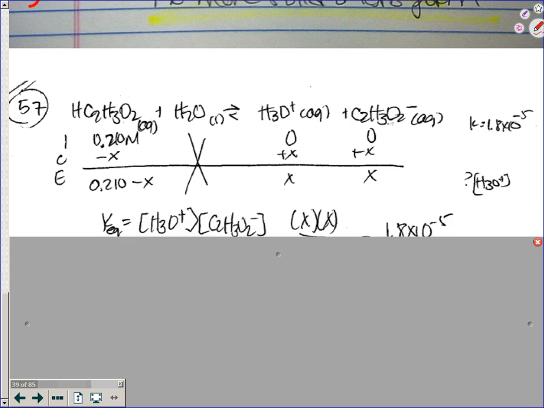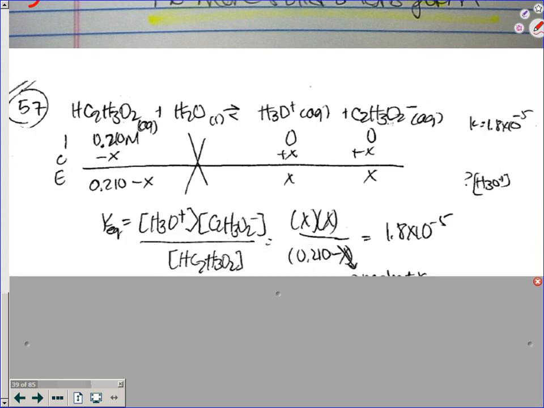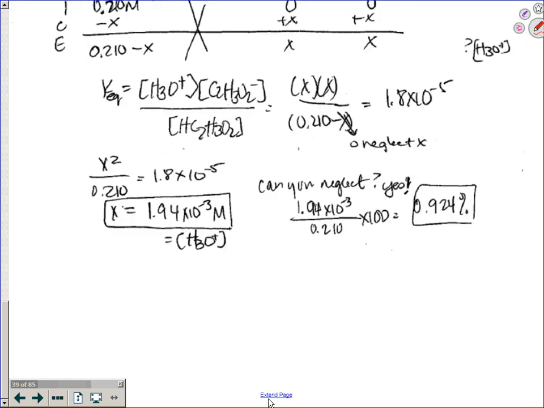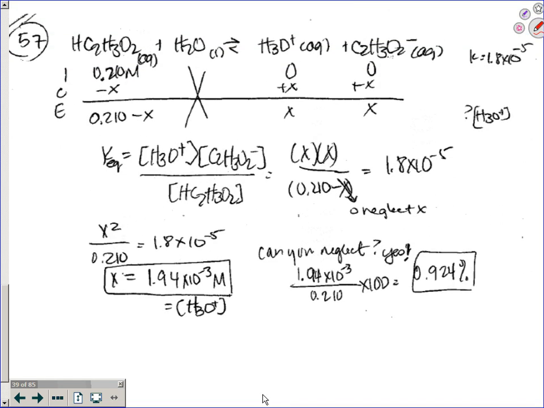So when you plug in your K expression, products over reactants, you plug in X and X, and then the 0.2 minus X, noticing that's a small value, I'm going to go ahead and try to make the math easy and start to neglect that. So then you get X squared over 0.21.